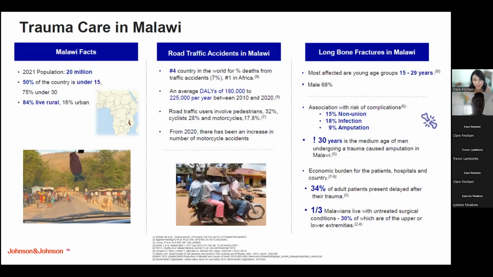Unfortunately, it is the number one country in Africa with the most traffic accidents and deaths in Africa. And through these road traffic accidents, there's obviously a lot of complications, the biggest one being amputations, because they do not have the correct equipment or medical devices to treat these patients.